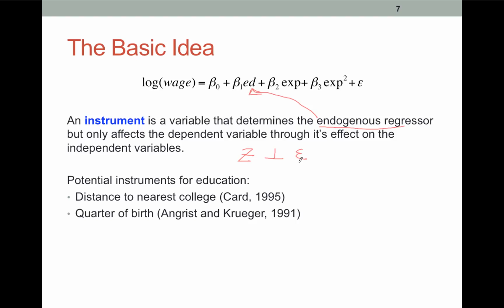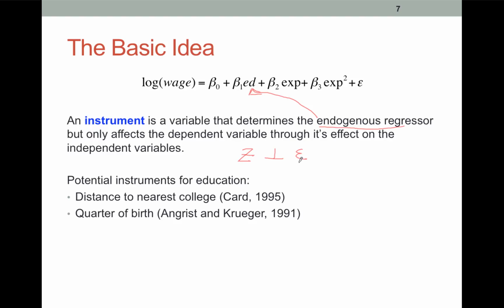Does distance to the nearest college, at least in part, determine how much education someone gets? Sure. People who grow up close to a college are more likely to go because the cost is lower. It's closer. Now, what about the second key part of it, a good instrument? Does distance to nearest college have an effect on an individual's wage that doesn't go through education or experience?